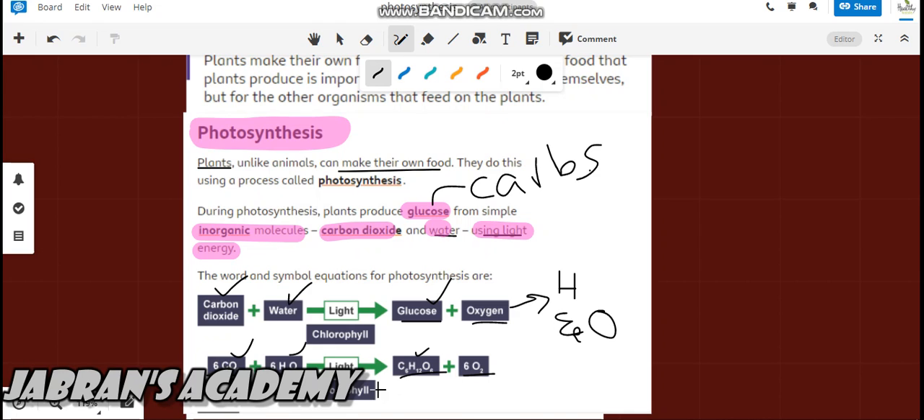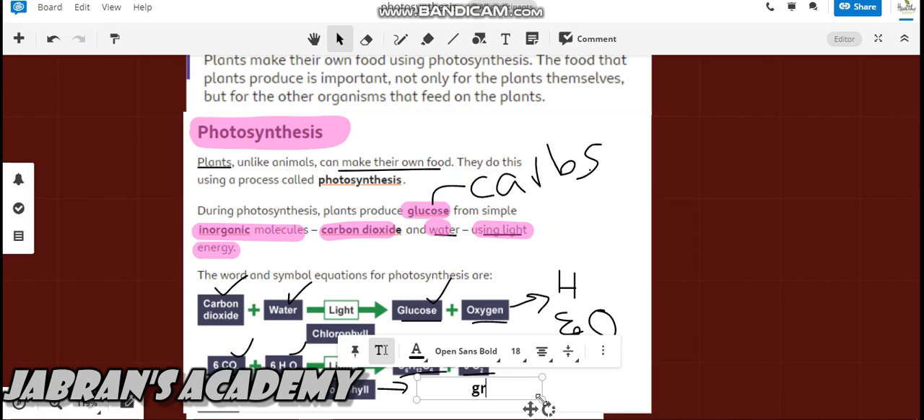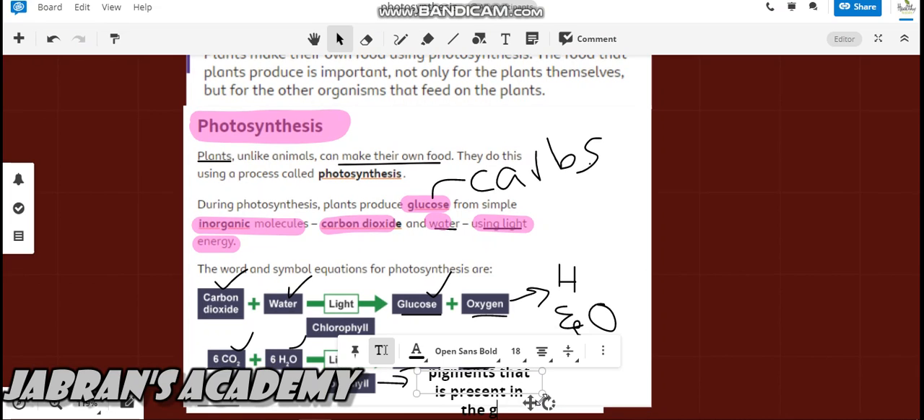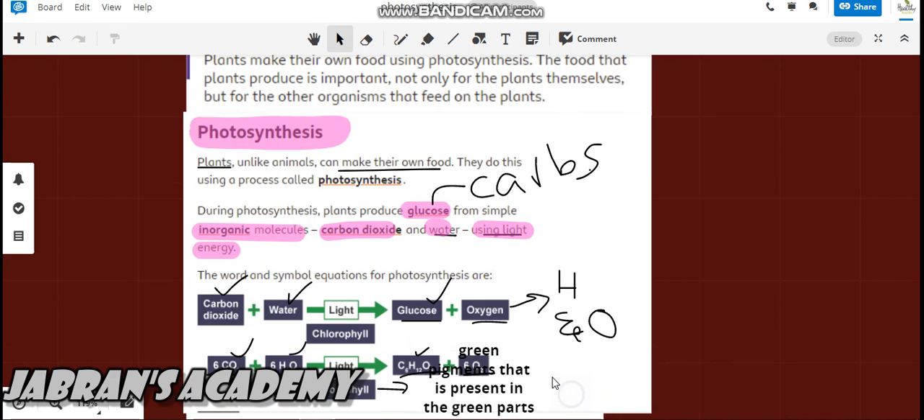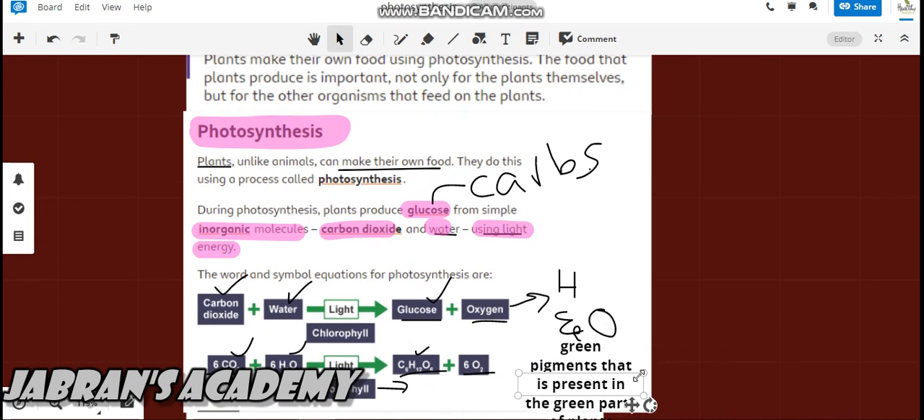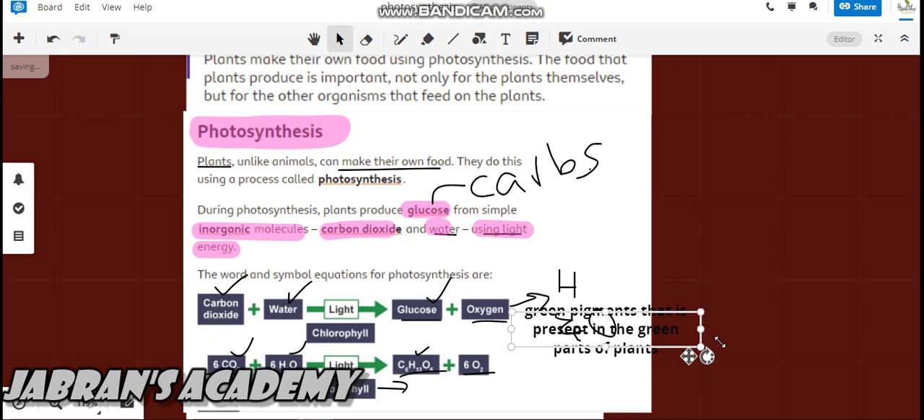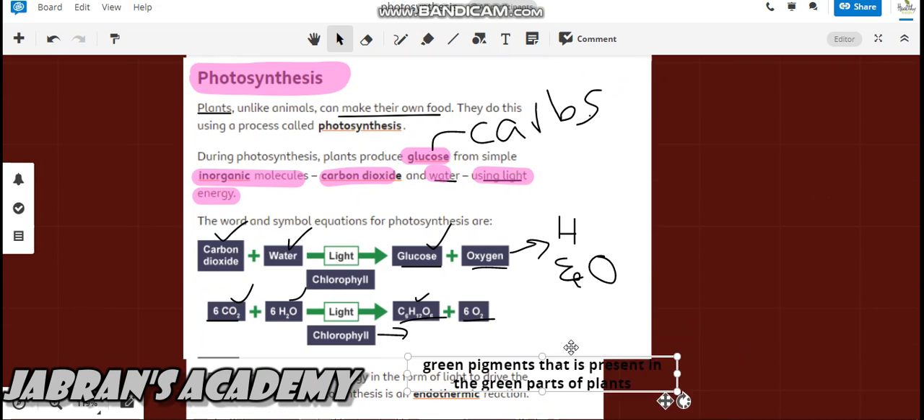Now they are talking about another thing, that is chlorophyll. What is chlorophyll? It is the green part of the plant. It is the green pigment that is present in the green parts of the plants. Hope you will understand that.